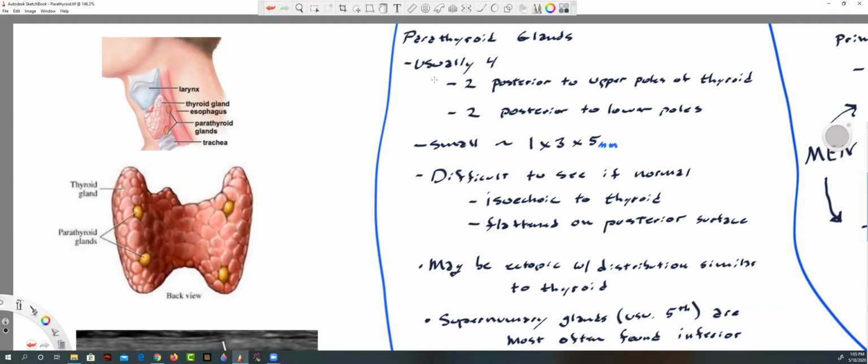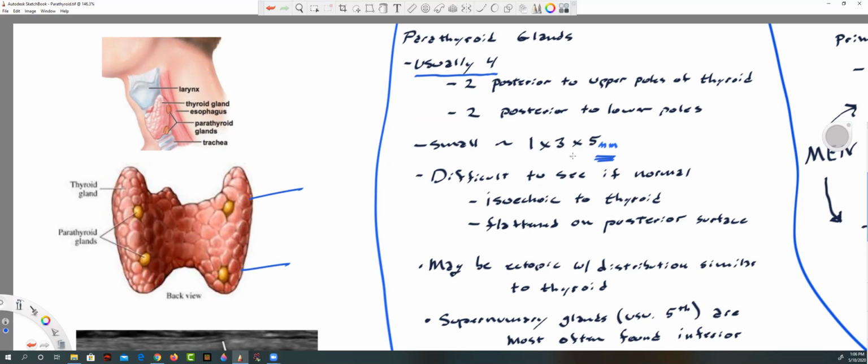There are usually 4 parathyroid glands. 2 are posterior to the upper poles, and then 2 posterior to the lower poles. They are small, 1 by 3 by 5 millimeters, at the most, 1 by 3 by 5.